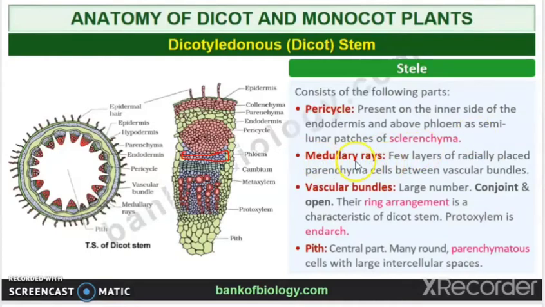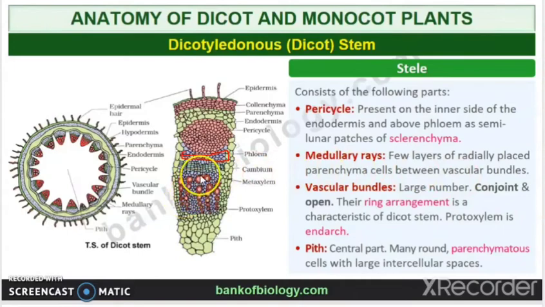So what are these medullary rays? Few layers of radially placed parenchyma cells between vascular bundles. You can see the vascular bundles here. So in between the vascular bundles, you can find many cells. So these are called as the medullary rays, right? So few layers of radially placed parenchyma cells between vascular bundles are called as the medullary rays, right?